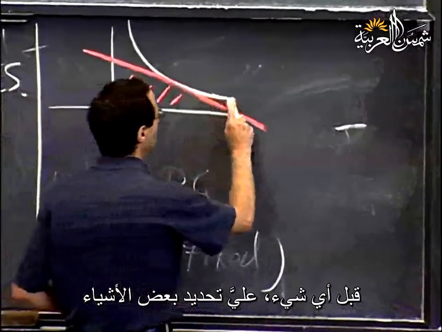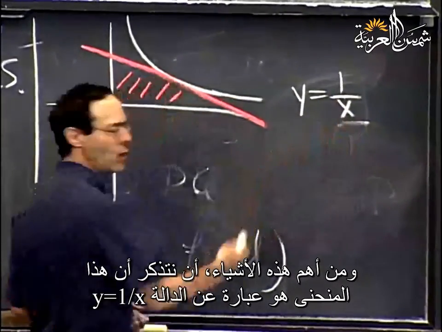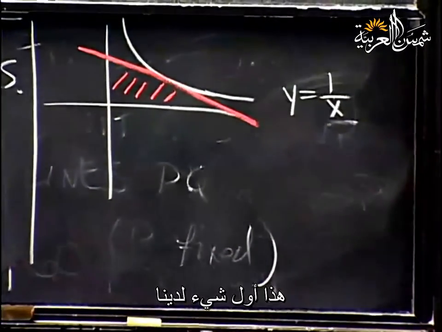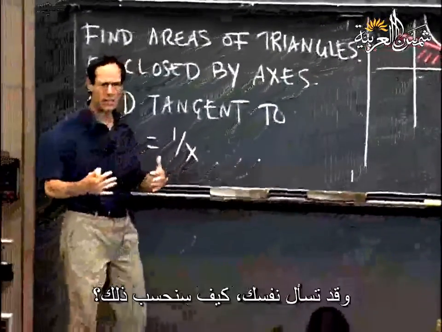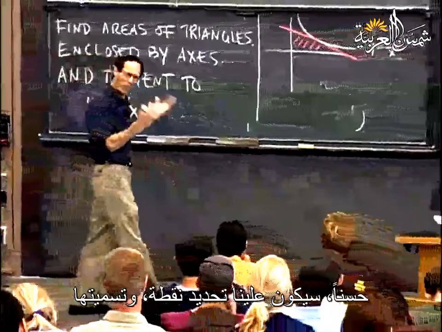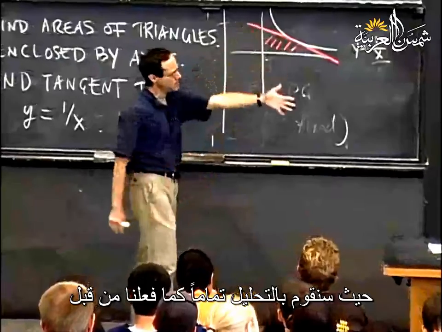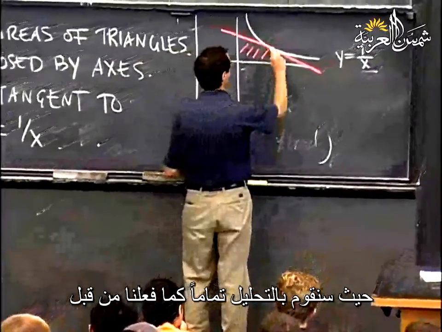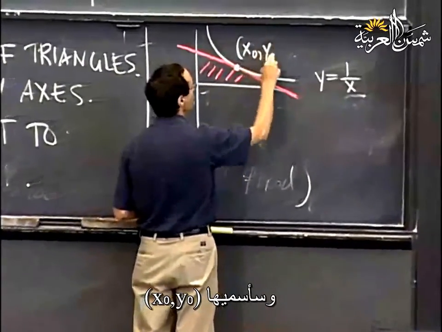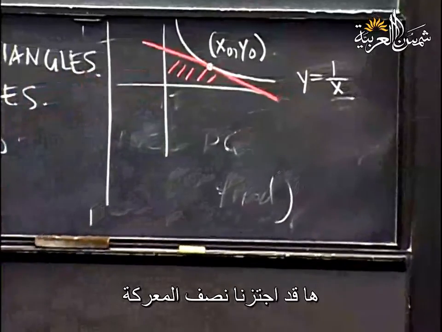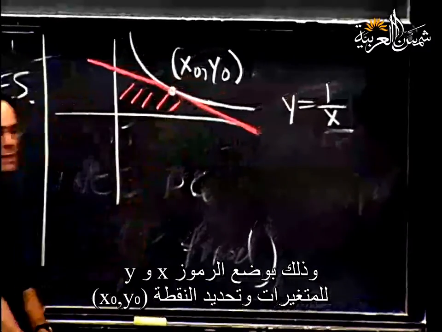First of all, I'm going to label a few things. And one important thing to remember, of course, is that the curve is y equals 1 over x. That's perfectly reasonable to do. And also, we're going to calculate the areas of the triangles, and you could ask yourself, in terms of what? Well, we're going to have to pick a point and give it a name, and since we need a number, we're going to have to do more than geometry. We're going to have to do some of this analysis, just as we've done before. So I'm going to pick a point, and consistent with the labeling we've done before, I'm going to call it x0, y0.